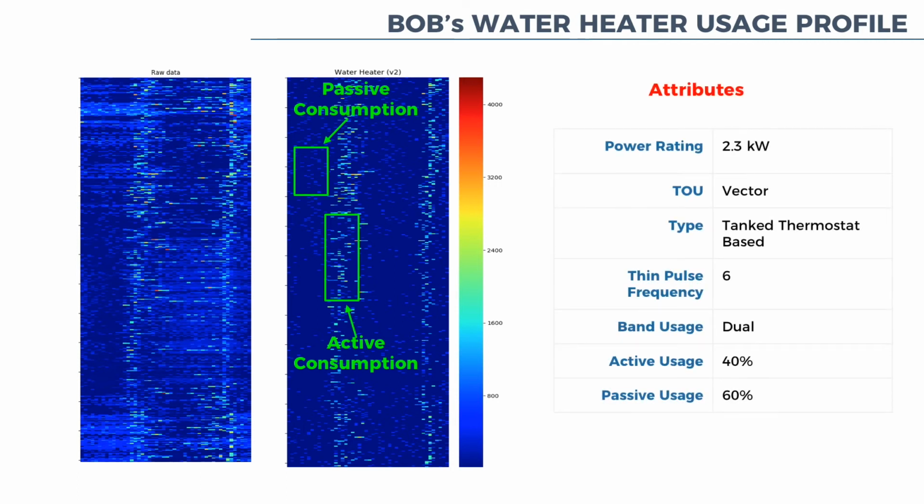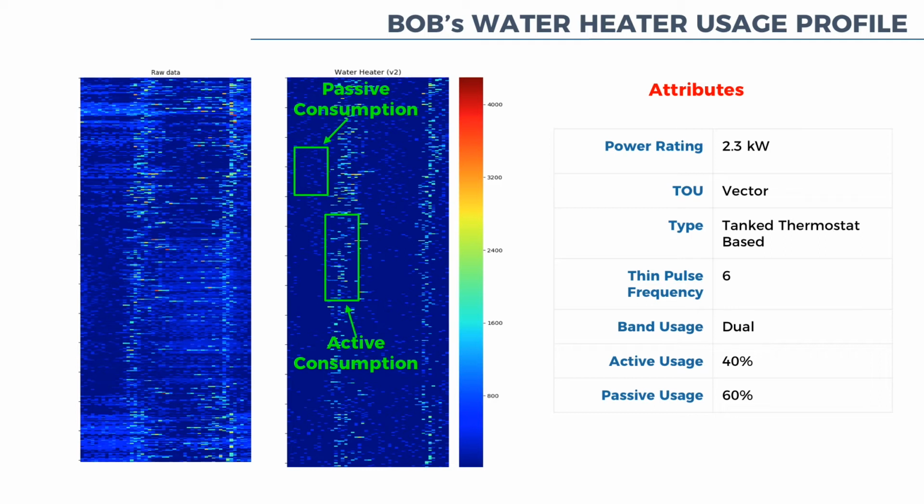So the features we can extract out of this are power rating, time of use, and type of the appliance. As I said, you also get to know the total water heater consumption going into passive type or active type. Here you can see it's 40% due to active usage and 60% due to passive usage. And also you know the band in which the water heater is being used, so it's a dual band. So Bob either uses it in the morning time or in the evening time.